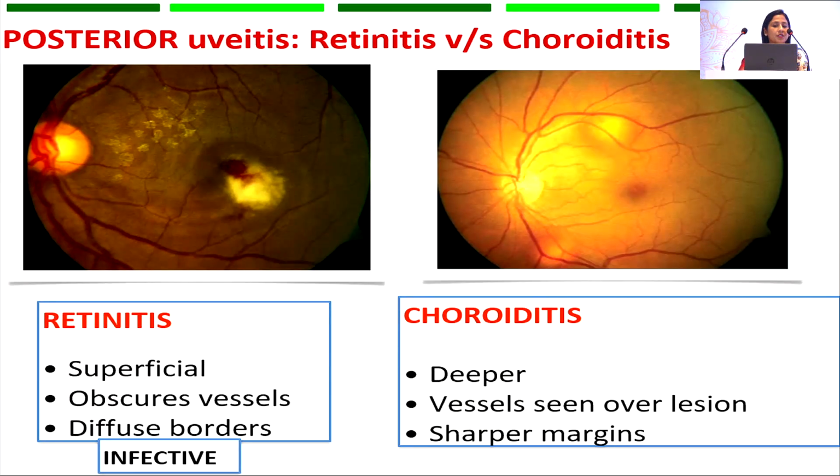The second differentiation is between retinitis and choroiditis, because retinitis would be more superficial. It would be obscuring the underlying vessels. They can be hemorrhage associated. While choroiditis would be deeper and the margins would be relatively sharper. Why do we need to differentiate? Because retinitis is usually infective, and you need to give specific antimicrobial therapy for that. While in choroiditis, if you have some experience with uveitis, you can go ahead with steroids and immunomodulation.